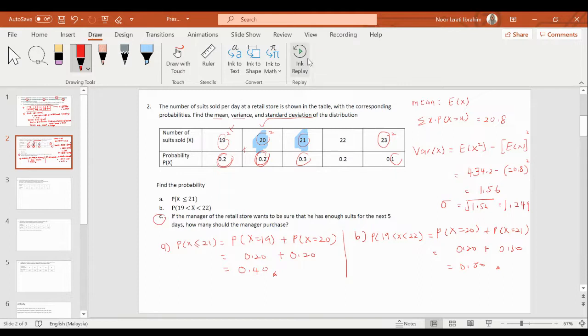The C, if the manager of the retail store wants to make sure that he has enough suits for the next 5 days, how many should the manager purchase? So for this one, we will follow what is the expected suits sold per day and we multiply with how many days we will have. So mean is 20.8, multiplied with 5 days. You will get here, there are 104 suits that the manager has to stand by or prepare to have enough suits to be sold for 5 days.